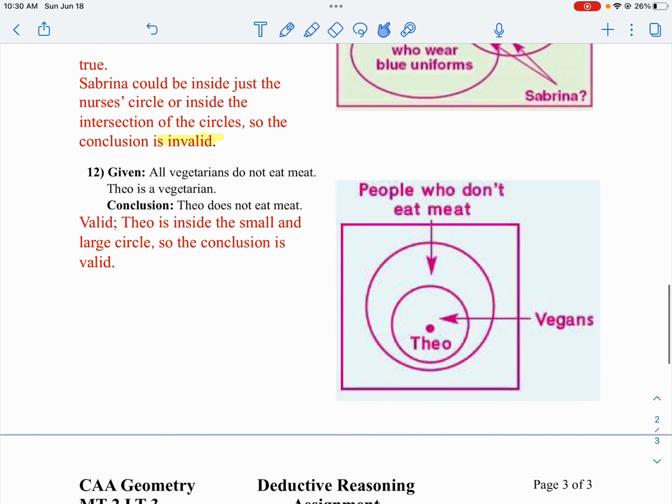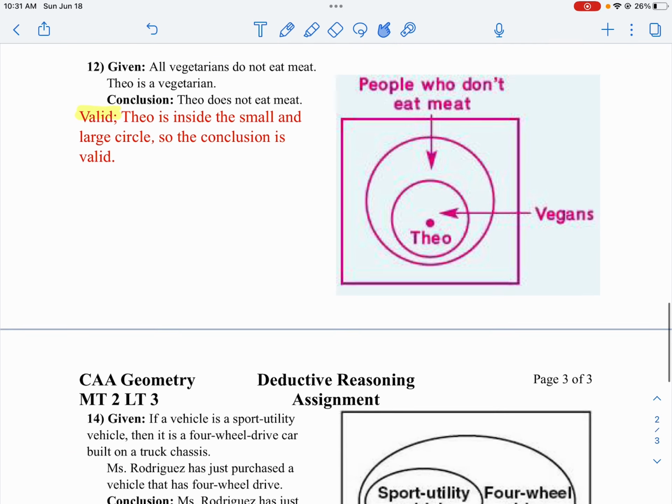Number 12 is more like the example we did from the seminar. That is, all vegetarians do not eat meat. So maybe you want to write that as: if you're a vegetarian, then you do not eat meat. So we're told Theo's a vegetarian. Therefore, he doesn't eat meat. That is a valid conclusion with our Venn diagram.